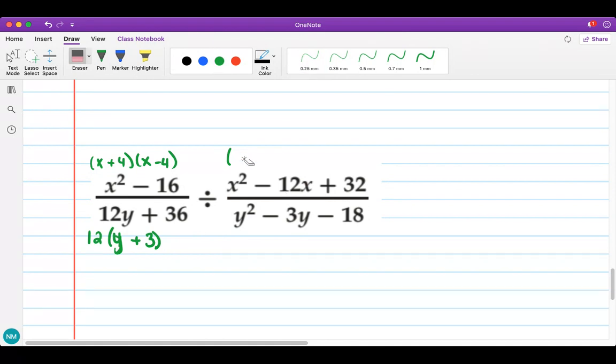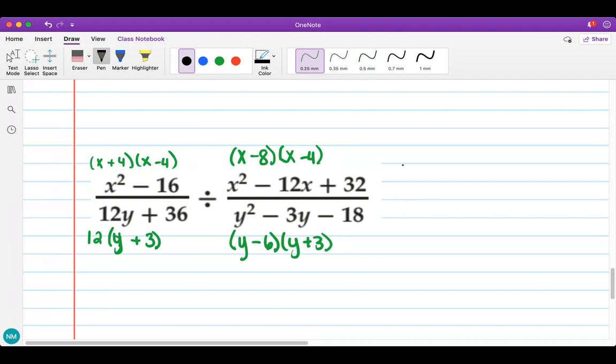This becomes x minus 6. Nope, sorry. I thought that was a 36. So we have what multiplies to negative 12. This is 8 and 4. X minus 8, x minus 4. And then this becomes y minus 6, y plus 3. So now I'm going to do my keep change flip.